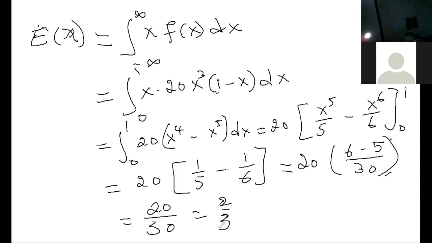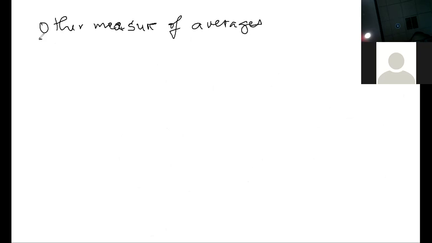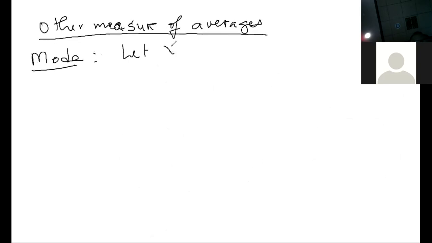Now we can look at some other measure of central tendency. Other measures of averages. Starting with the mode, we have defined it before for discrete distribution. We are defining it now for continuous distribution.